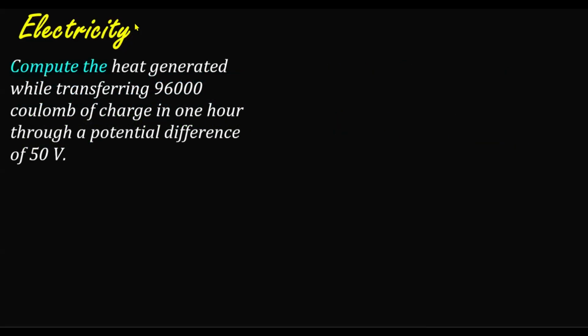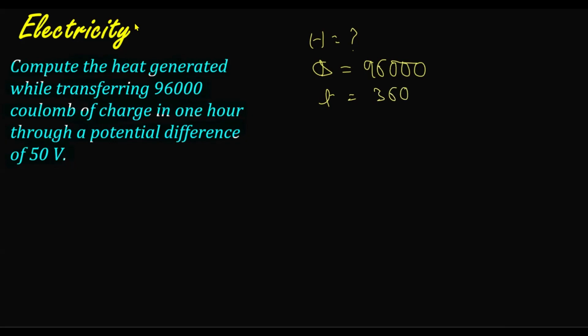In the next question, it says compute the heat generated. That means we have to find heat while transferring 96,000 coulomb of charge in 1 hour through a potential difference of 50 volt. So the information we have is that the quantity of charge is 96,000 coulomb, time is 1 hour, which is 3600 second, and the voltage supply is 50 volt. What we have to get is heat.